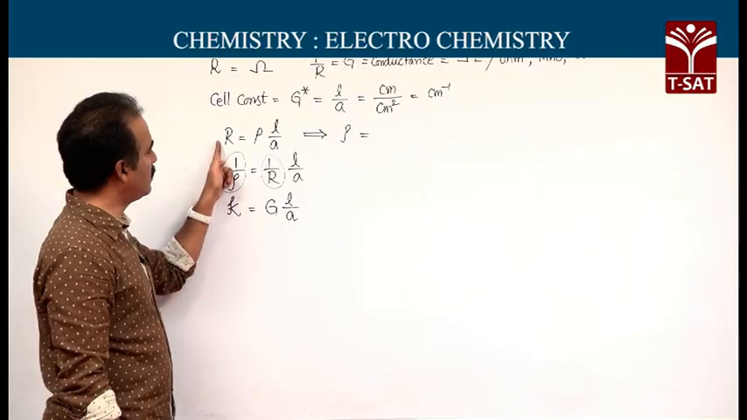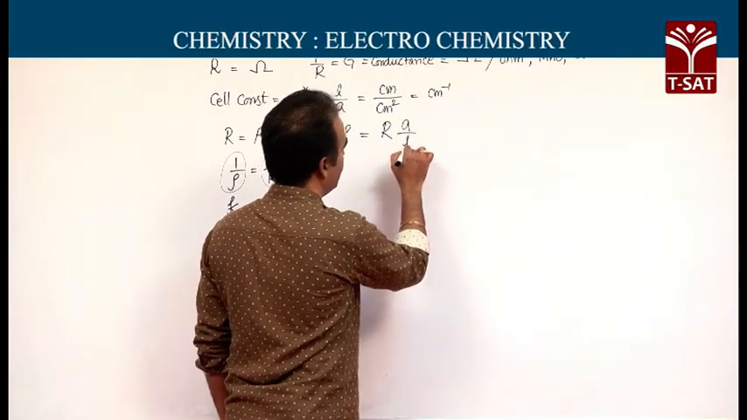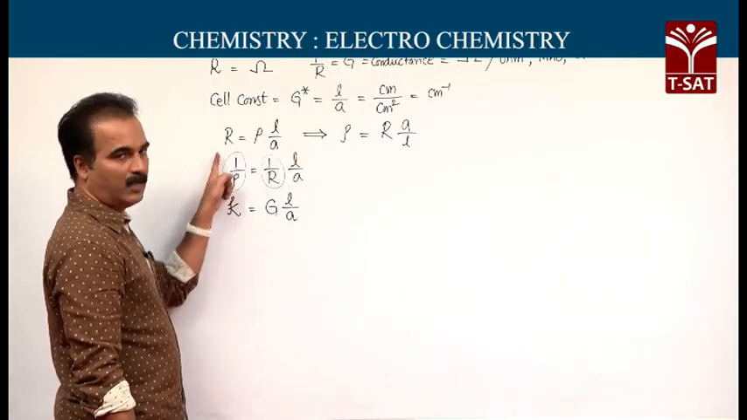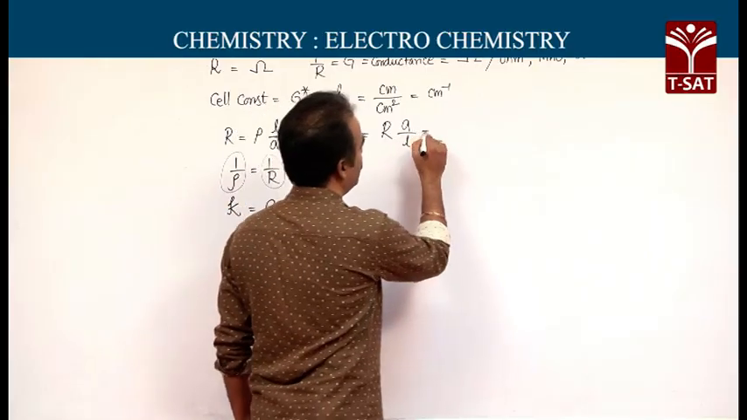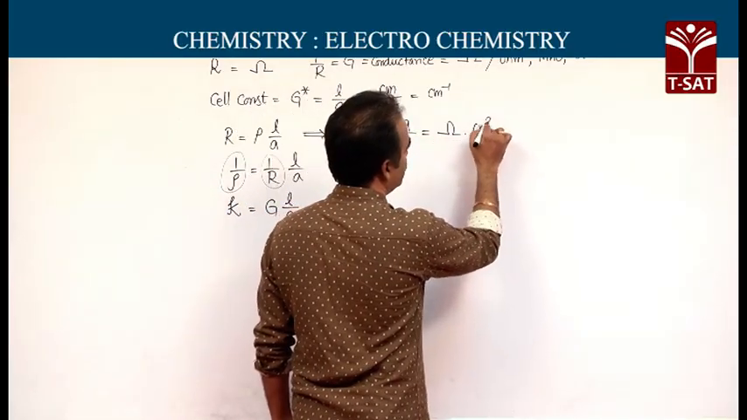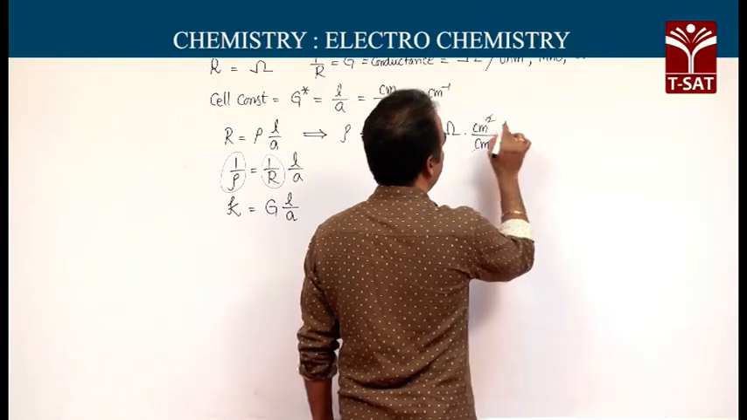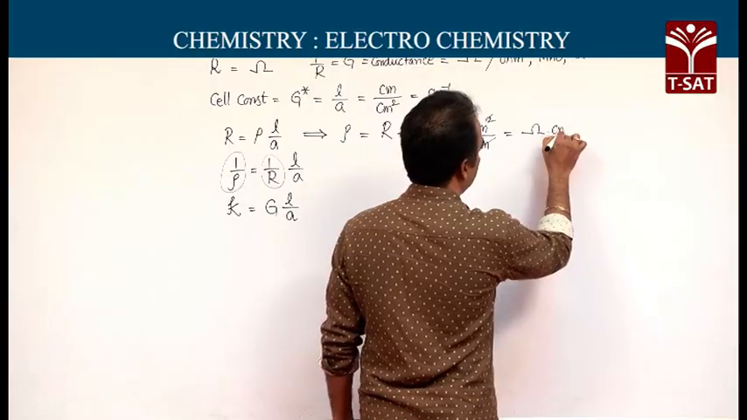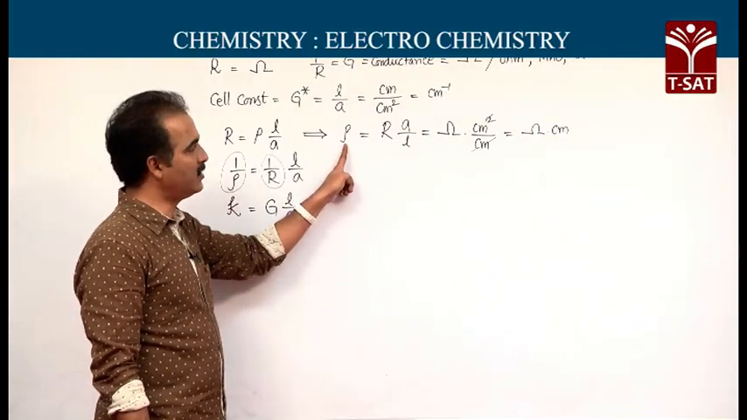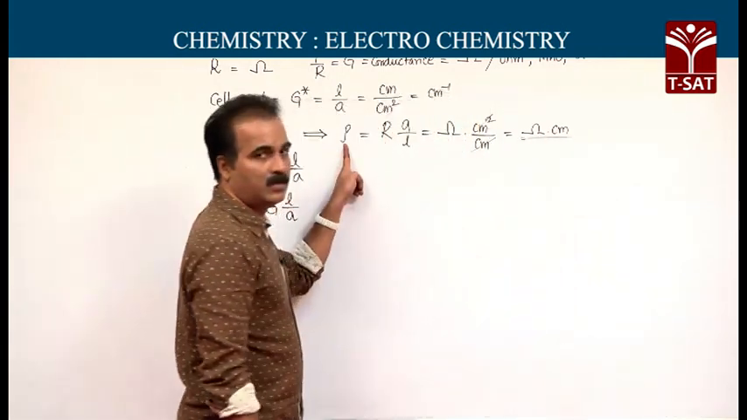I want to know the units of specific conductance. Rho is equal to R into A by L. Here R is resistance, which is in ohms, A is centimeter square, and L is centimeters. Cancelling 1 centimeter, ohm centimeter is the unit of specific resistance or resistivity.